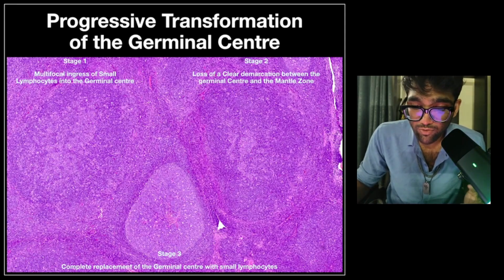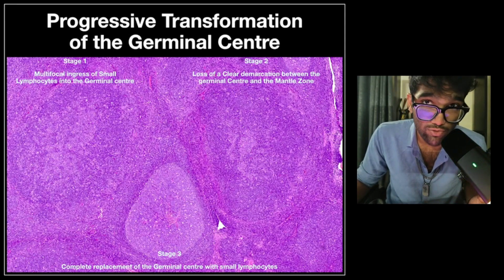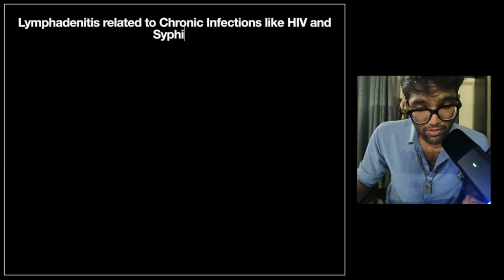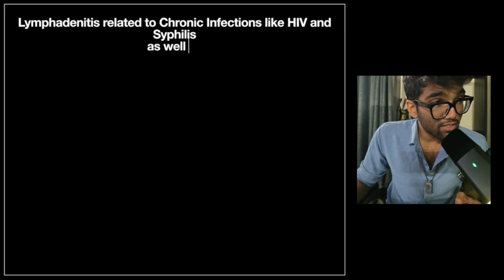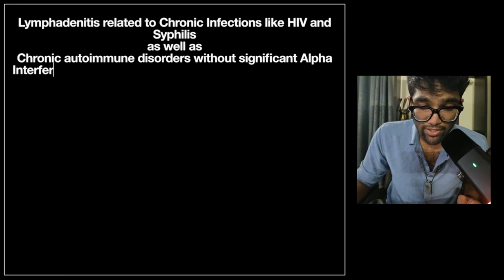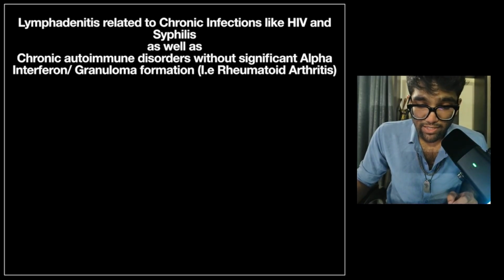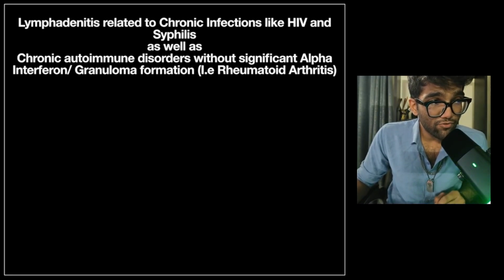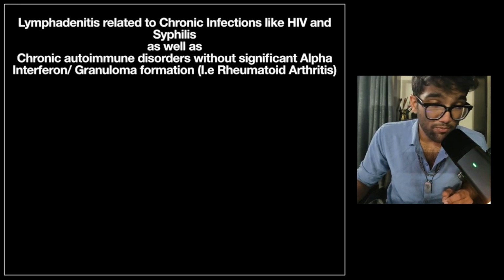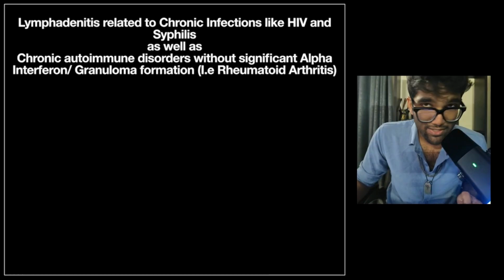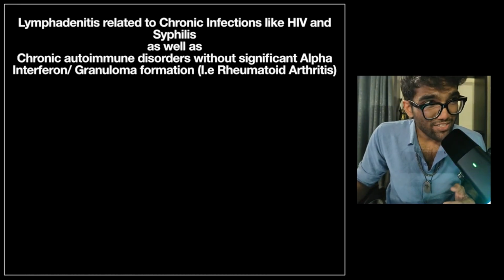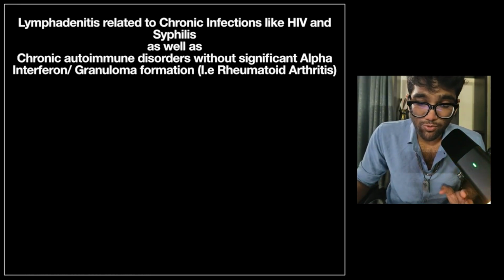Okay, it correlates with the resolution of an adaptive immune response. Now, in chronic infections, and naturally also in your chronic autoimmune rheumatic disorders, with a certain caveat, that is without significant type 1 interferon production and without significant granuloma formation. Okay, these are the two caveats that I've added. You'll understand just now why I've added those caveats. So actually this essentially just leaves us with rheumatoid arthritis.